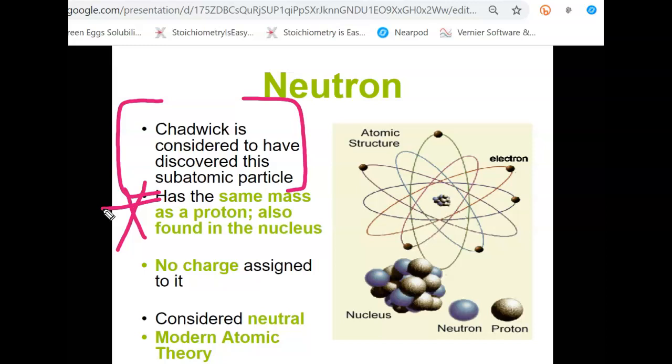This combination of subatomic particles is what's considered our modern atomic theory. In other words, protons and neutrons are located in the nucleus. Protons are positive, neutrons are neutral. Electrons are also subatomic particles, but they are found outside the nucleus in the electron cloud, and they are negative. You need to make sure that you can talk about the modern atomic theory.